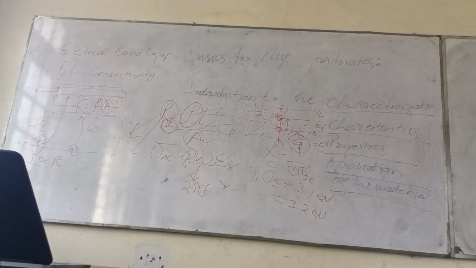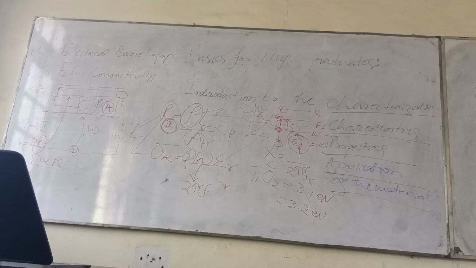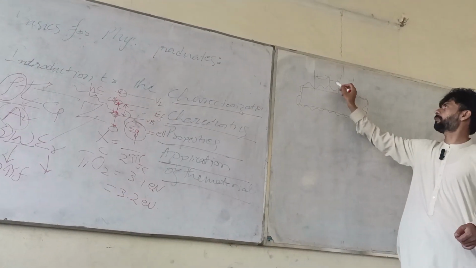So in this background, if the material shape is an irregular surface and it is a bulk material or whatever, in this case, usually we use what? Four-probe technique. All probes are equally displaced from each other.